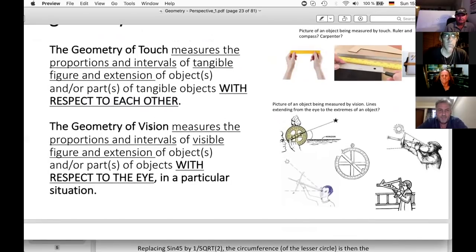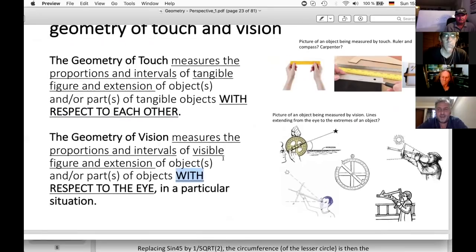But when I measure visibles, then I'm always doing it with respect to the eye in a particular situation. The same way I asked you, Zach, what shape the table is. That depends on exactly the relationship between your eye and the table. And we can never forget that that's relative to exactly where you are and how you're looking at it. Also the inclination and the rake of your head and the way you look at things. And that stuff is a completely different way of measuring objects than tangible stuff is.